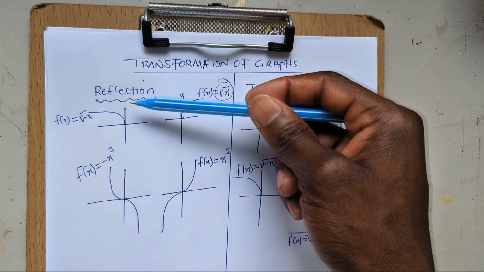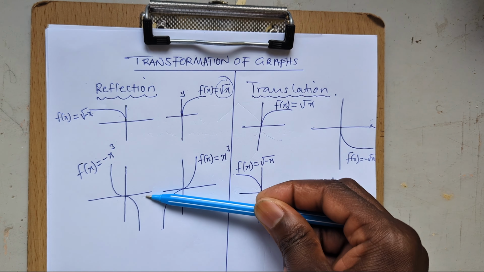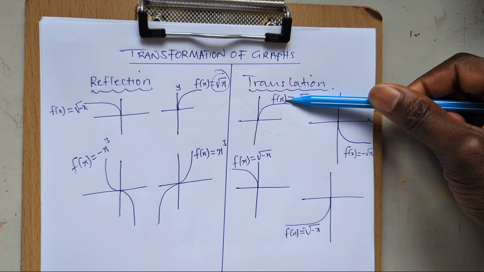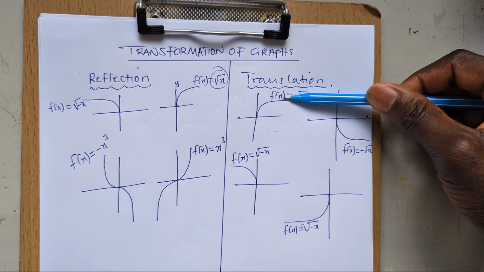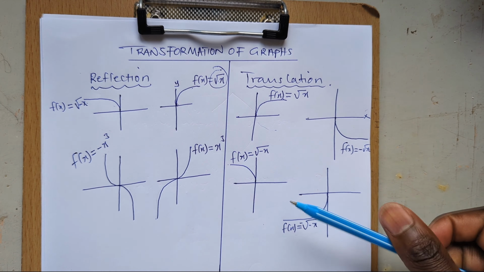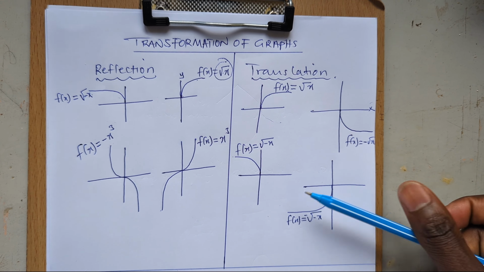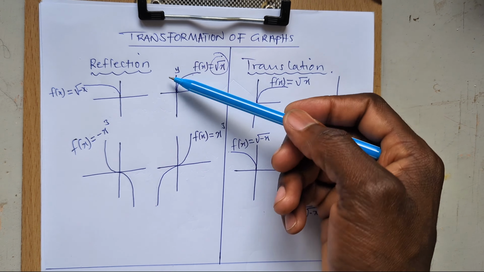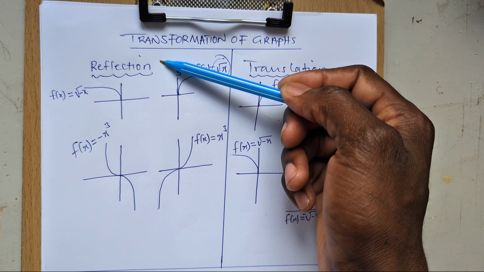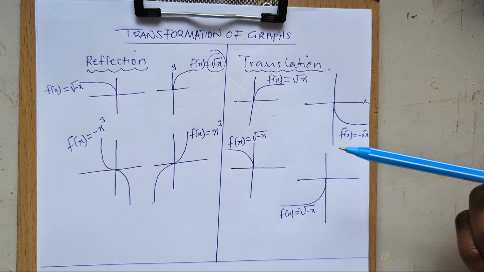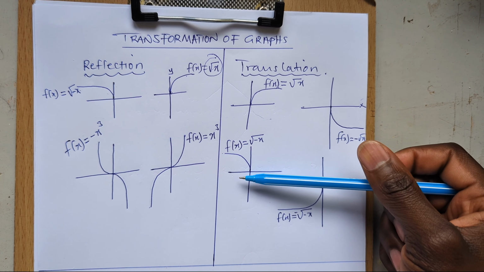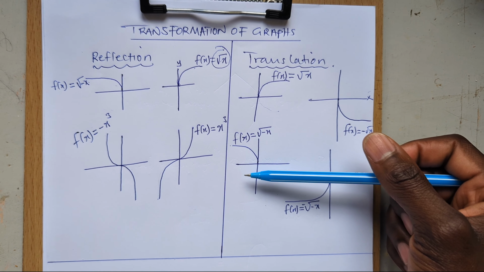Refraction only applies to this graph and that type of a graph. Translation applies to this function, which is a root function. It also applies to absolute function, and finally to quadratic function. For the issue of refraction, the absolute function doesn't have a refraction. It only has a translation and the number of units you can move in the x-axis.